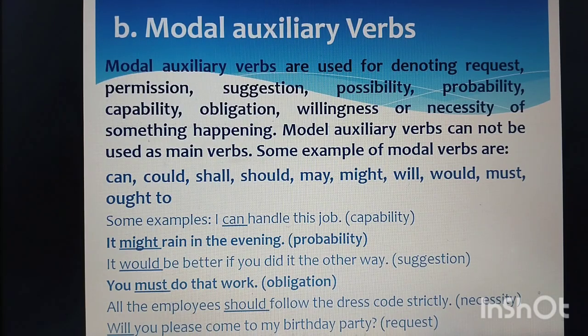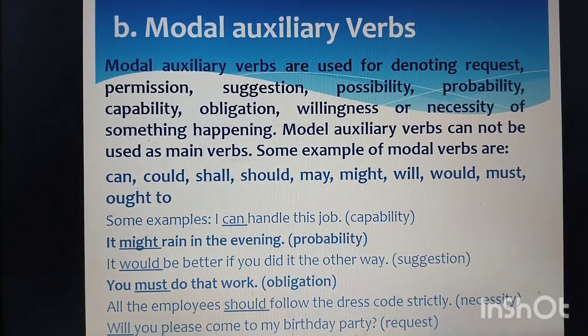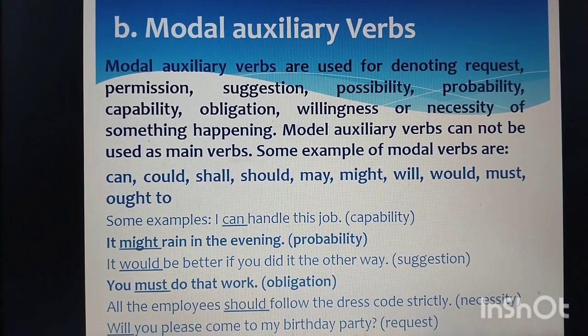That is called obligation. All the employees should follow the dress code strictly. That is necessity, a requirement of the office. You have to wear the uniform in a proper way, otherwise there will be punishment. Will you please come to my birthday party? That is a request. The verbs I have underlined are all called modal auxiliary verbs: can, might, would, must, should, will.